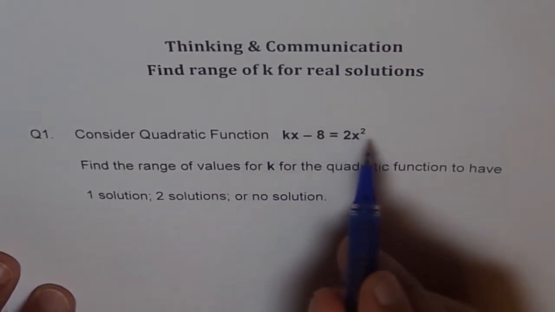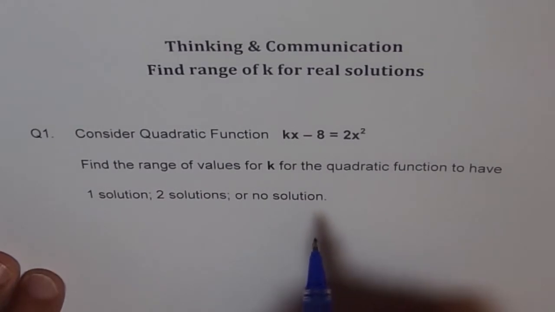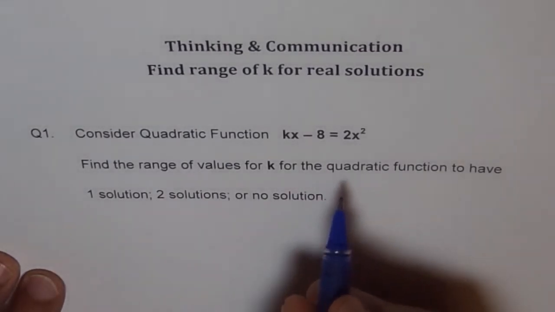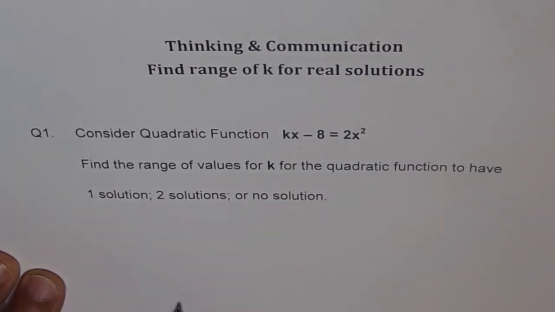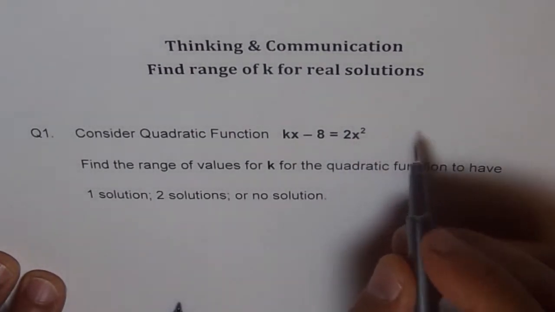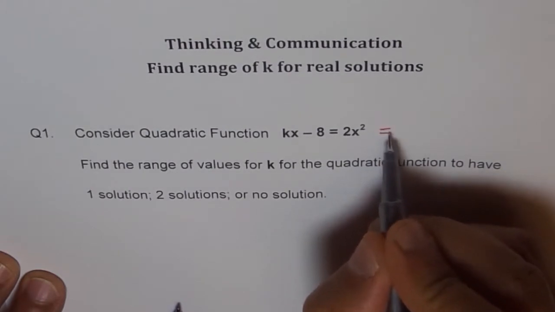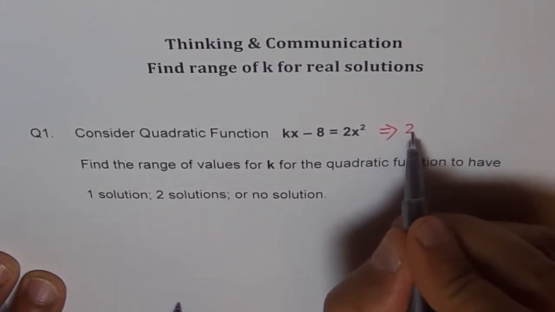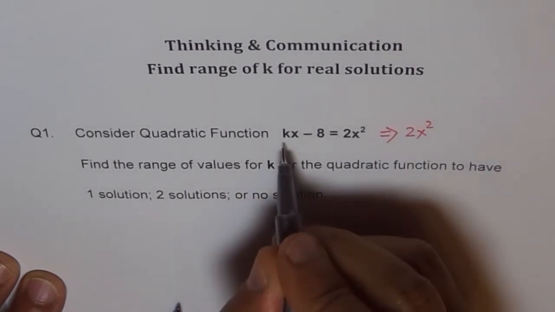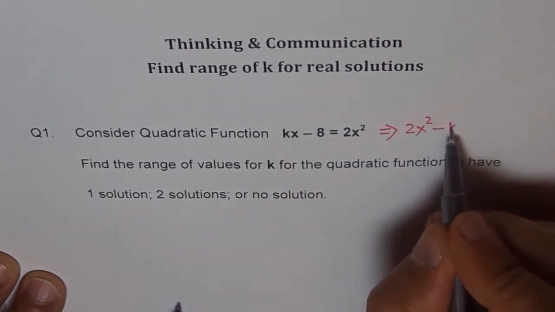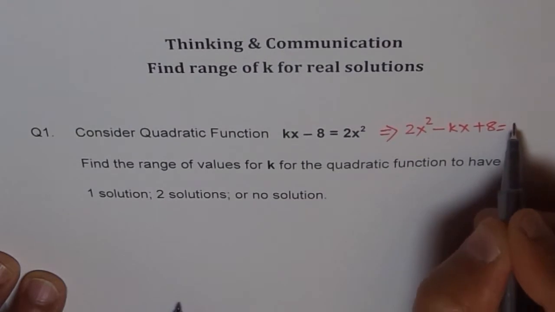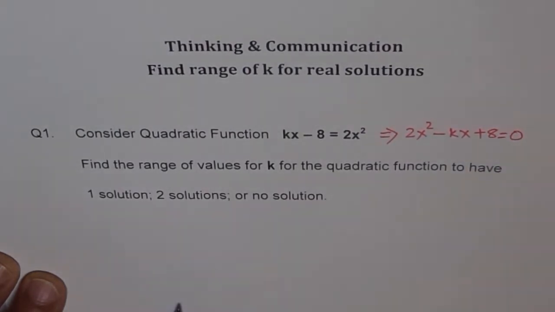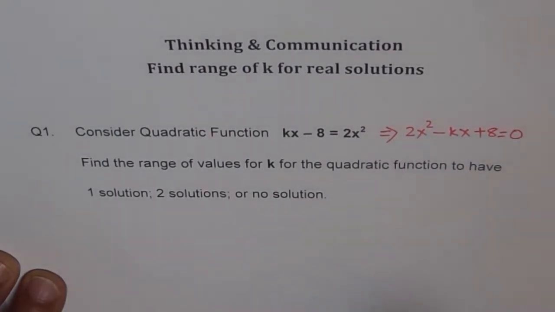Now we'll bring all the terms to one side and then write it as a quadratic equation, right? So we can write this as 2x squared minus kx plus 8 equals 0, correct? So that is our equation.